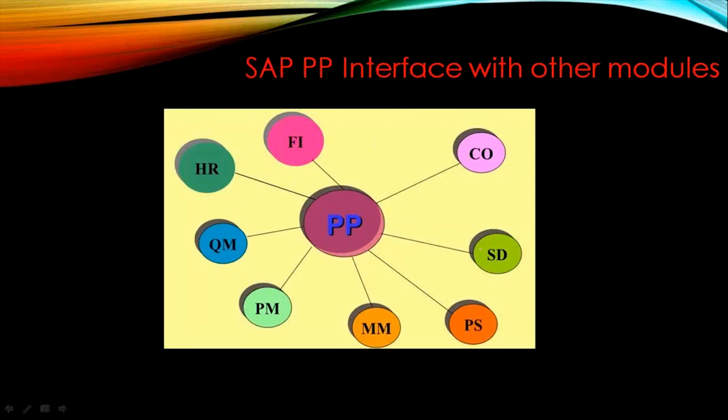SAP PP interfaces with other modules. Here you can see in the middle you have SAP PP. It is integrated with different modules: FI, financial accounting, then controlling, sales and distribution, PS, project system, MM, material management, plant maintenance, QM, quality management, and HR, human resources. How this integration happens, we'll talk about later in detail when we get into those topics.